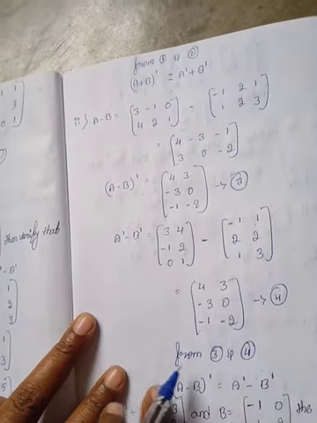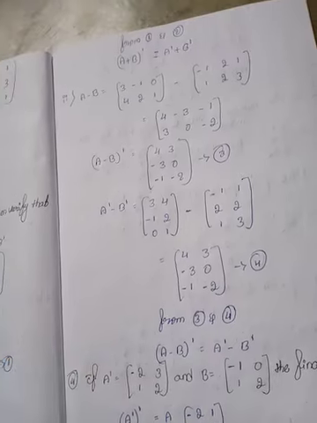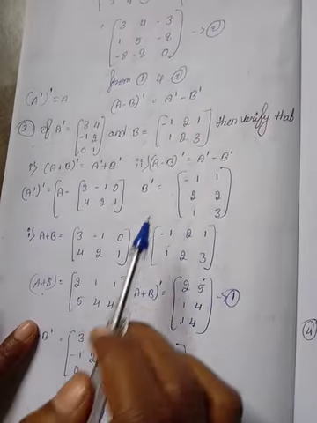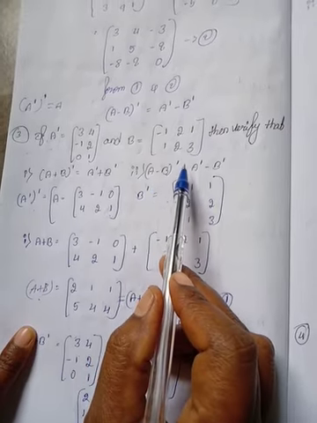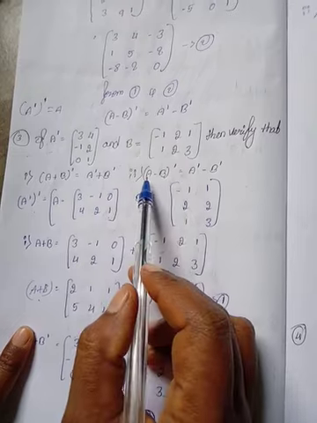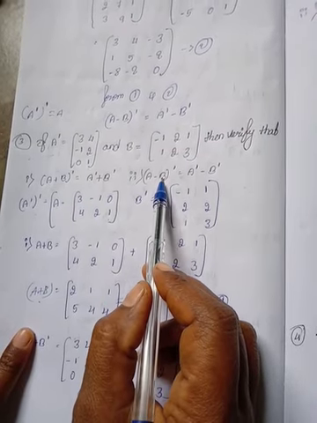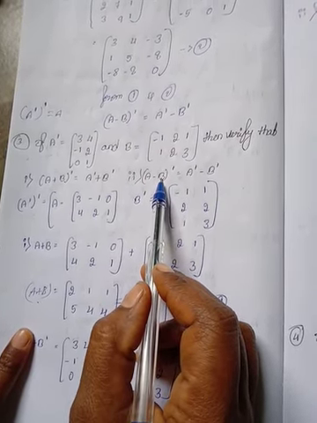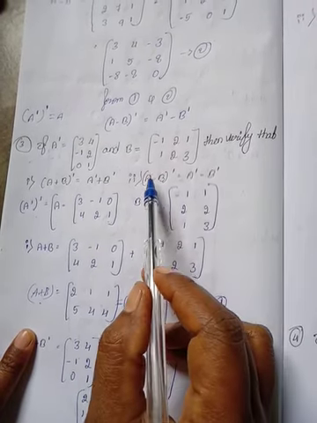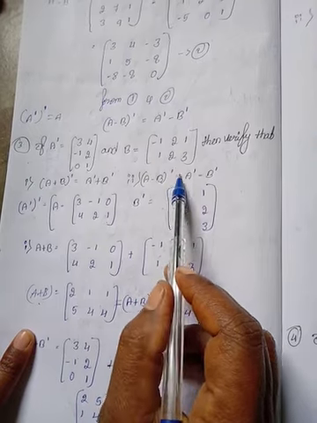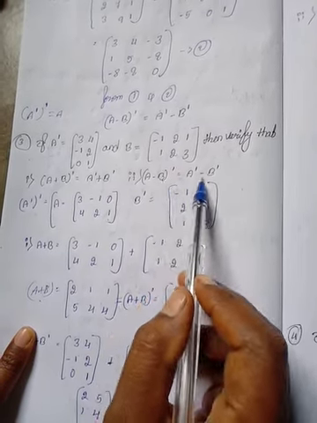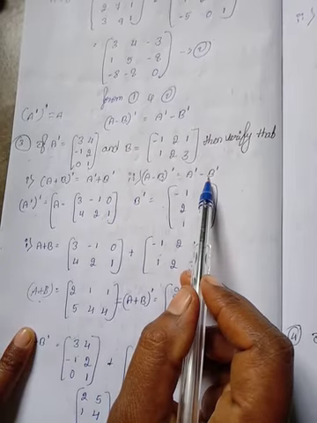In the same way, you can find the second sub-question. That is, your second sub-question is (A - B) whole transpose is equal to A transpose minus B transpose. Here first find A - B, then take the transpose of that matrix, then take A transpose minus B transpose. Here also we need to get (A - B) whole transpose equal to A transpose minus B transpose. You can find the second question. Take this one as homework.